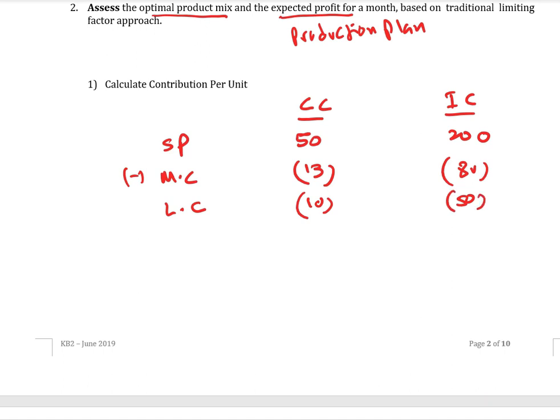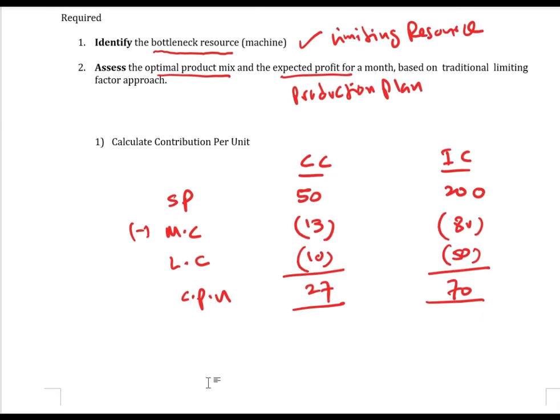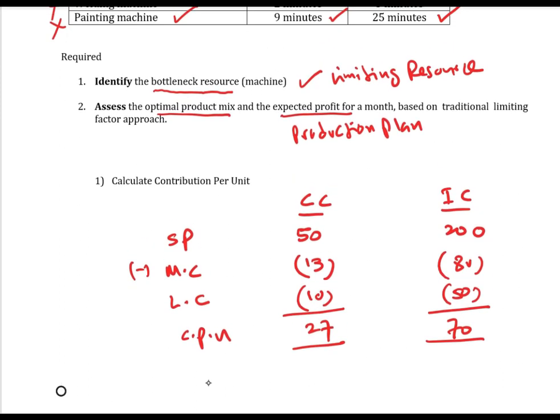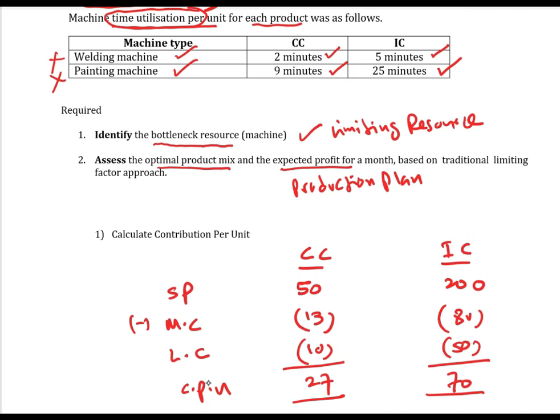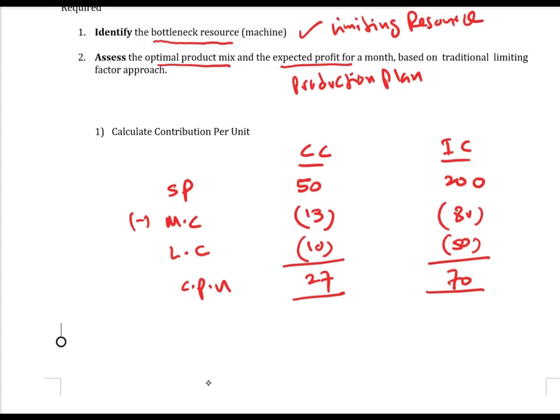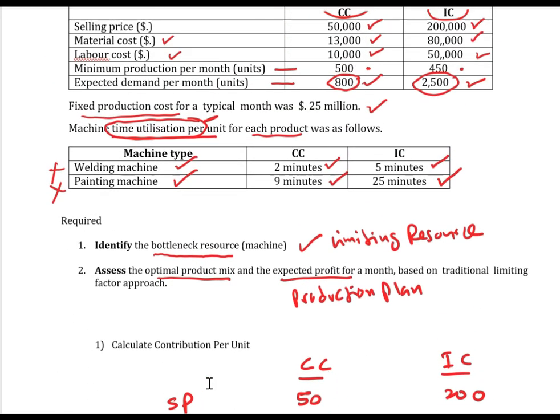So what will be the contribution per unit? 27, and this one is 70. Now we have calculated the contribution per unit. Commercial car will be 27 and industrial car will be 70, that is 27,000 and 70,000 per unit.